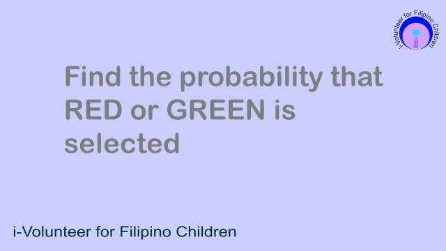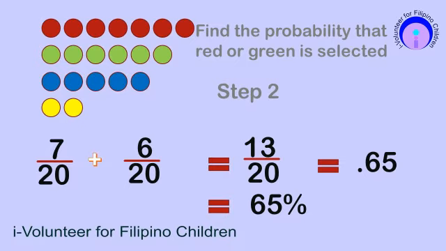What is the chance of red or green to be selected? A reminder, if you hear the word or in probability questions, it correlates to sum. If they use and, it correlates to multiplication of the probabilities. 7 over 20 plus 6 over 20 is 13 over 20. And in percentage, it is 65%.